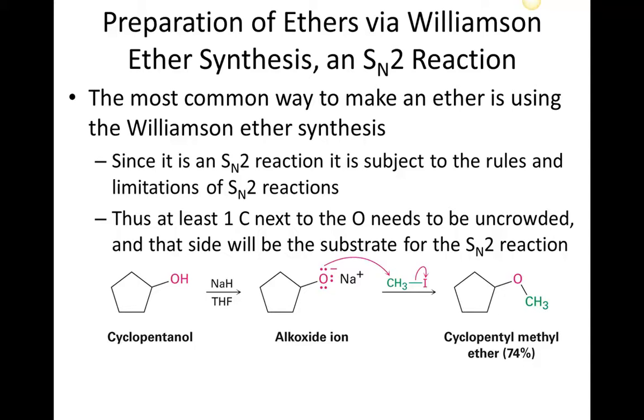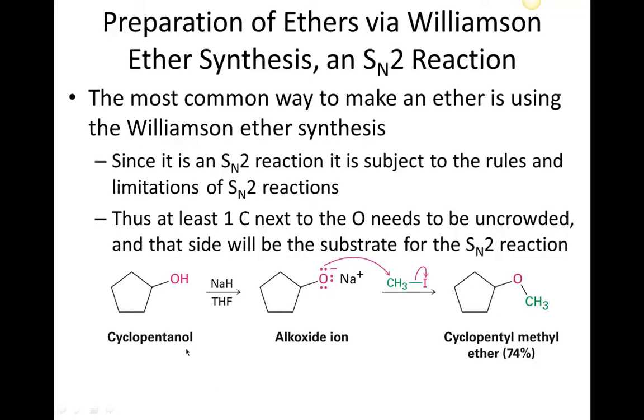So there was a guy named Williamson who came up with this way of making ethers using an SN2 reaction, but instead of just taking two alcohols, he is going to take one alcohol and let it be the nucleophile on the other, and the other guy is going to be the substrate, and we're going to use an alkyl halide for that. And this is the kind of reaction that we talked about in chapter 11. It's an SN2 reaction.